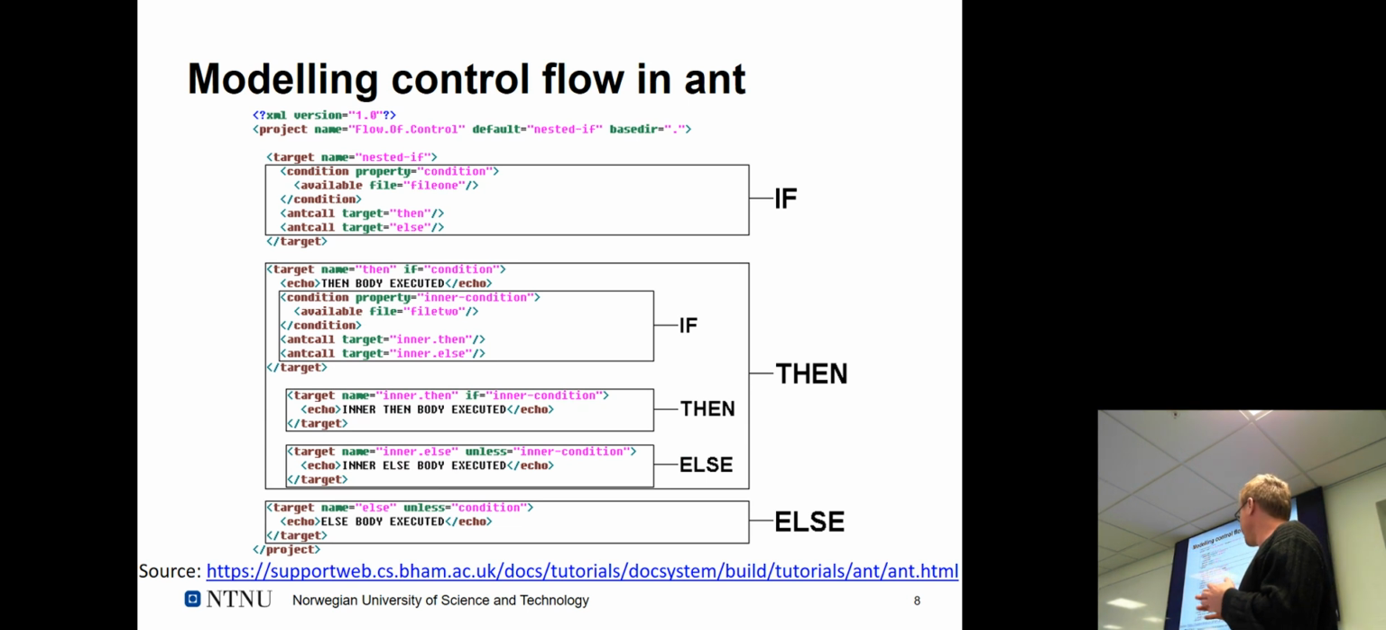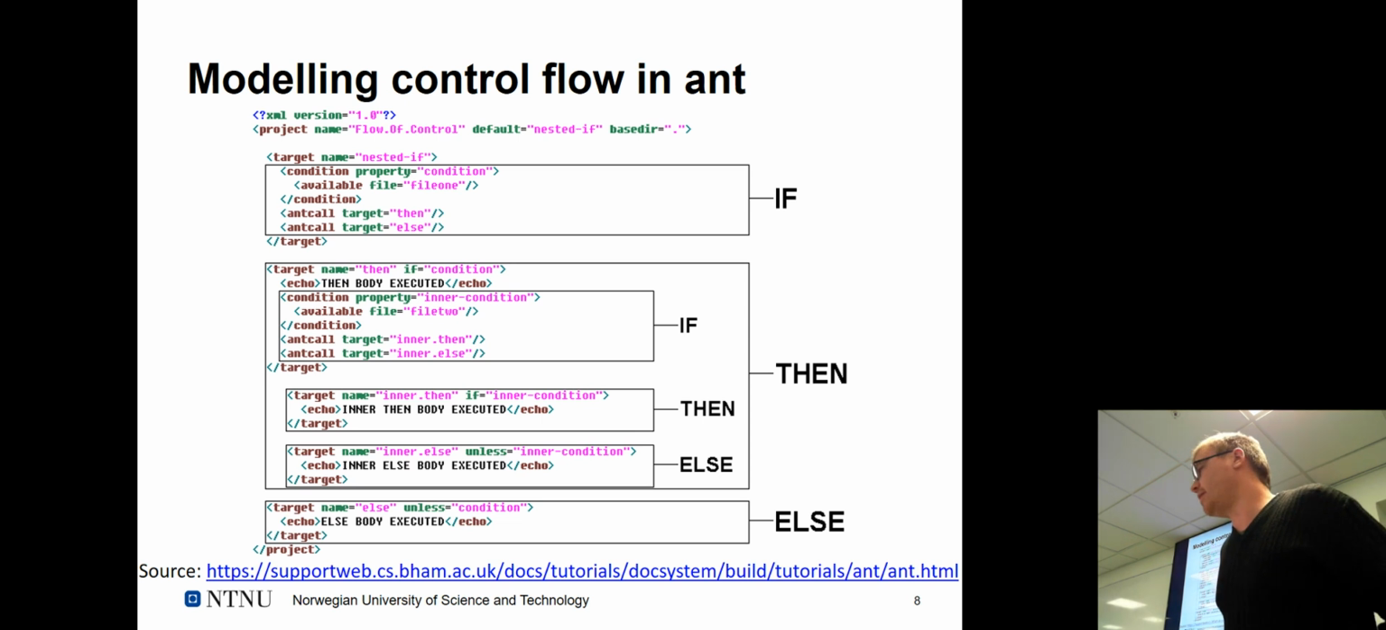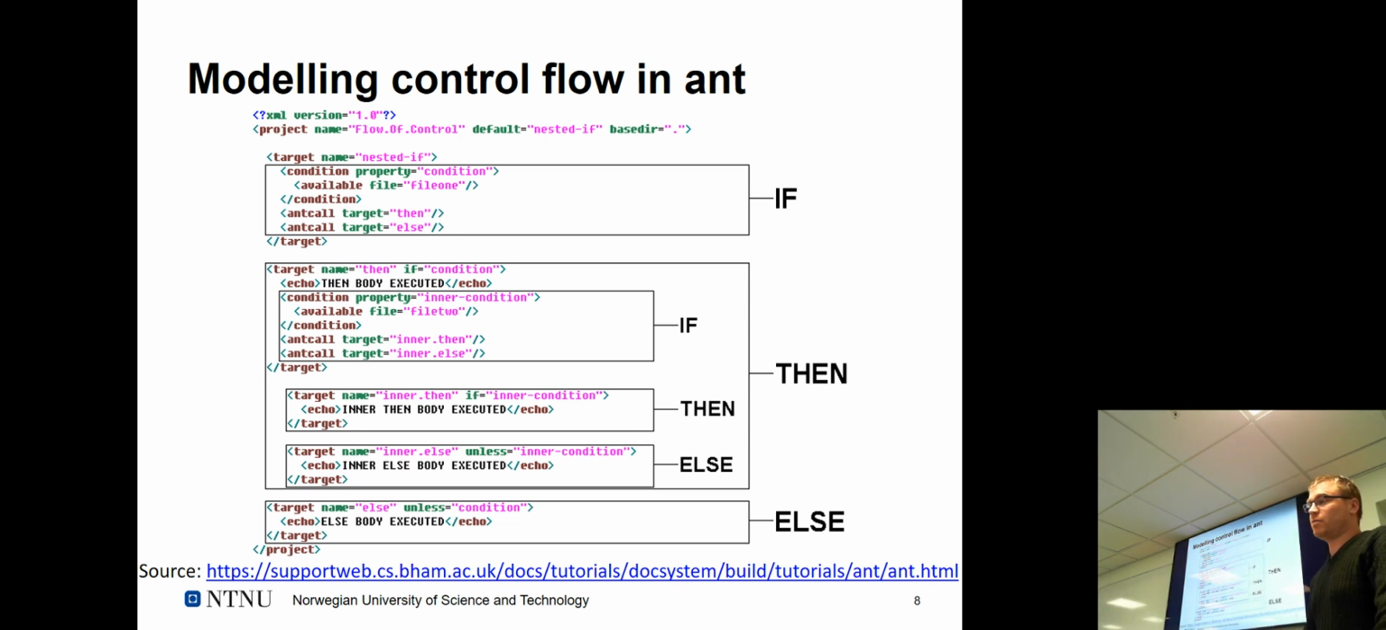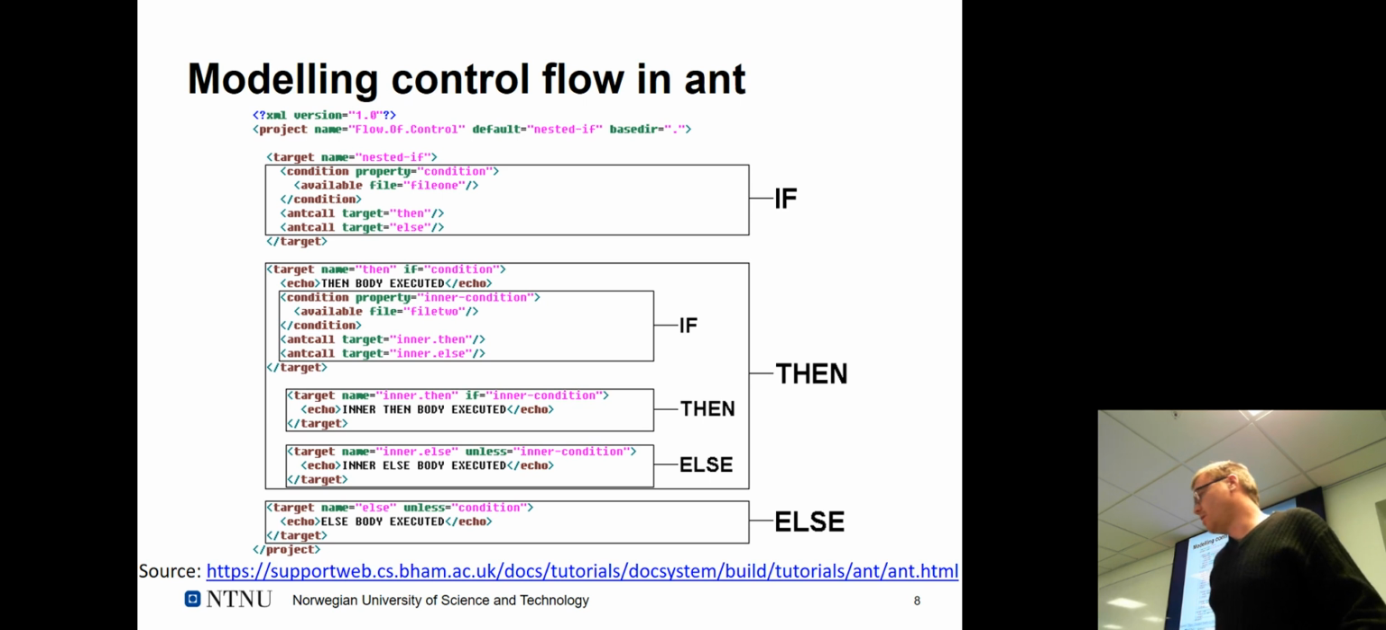Sorry, the color choice is a bit weird, but it actually is a very nice visualization of the complexity you can model there. So you can model branches without any problem if you see the nesting characteristics. So you have different targets. In this case, one target is called nested if, the other one is called then. There is another target called inner then, inner else, and another one else. And by chaining them using the dependency relationship, you can model this kind of structure, right?